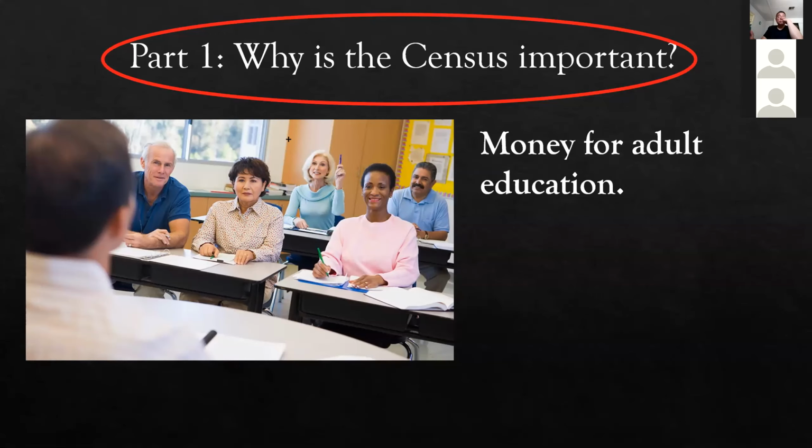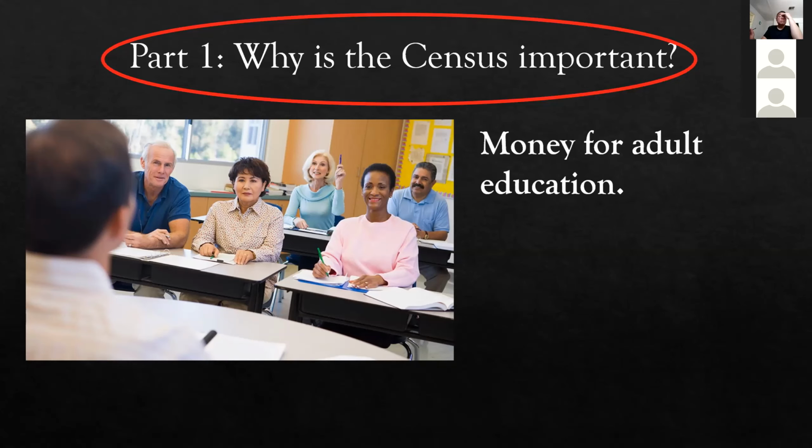Yeah, this is a speaking one. So if I give you this picture, you have to say, oh, money for adult education. Okay. All right, so part 1.